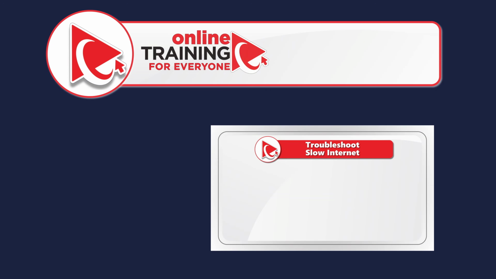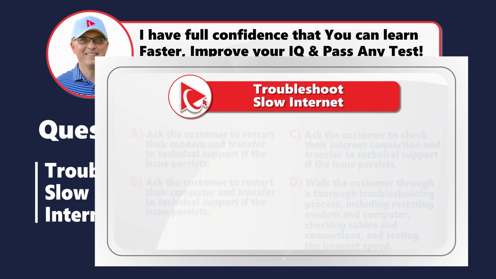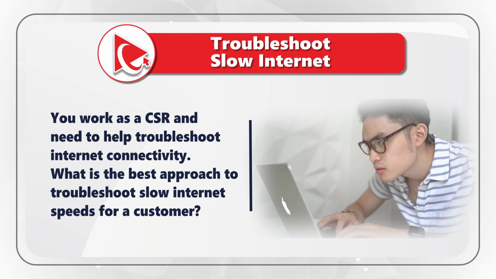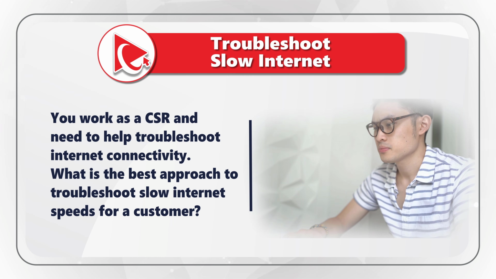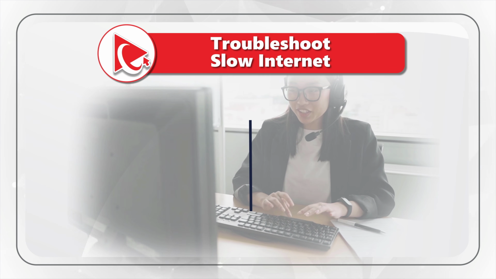Very frequently on the test, companies look at your customer service skills. This is one of these types of questions. You work as a CSR and need to help troubleshoot internet connectivity. What is the best approach to troubleshoot slow internet speeds for a customer? You're presented with 4 choices and you need to select one.